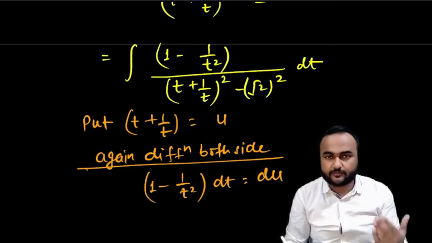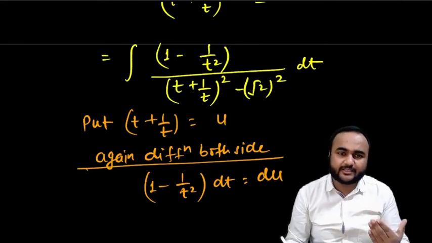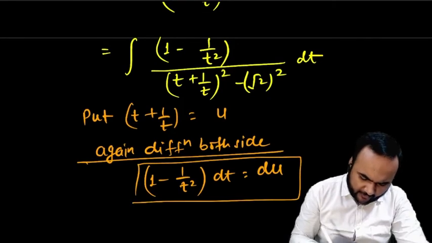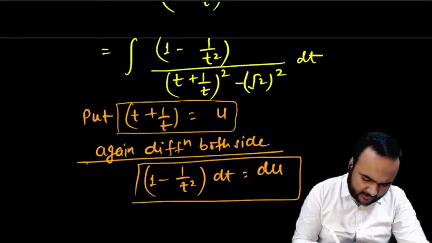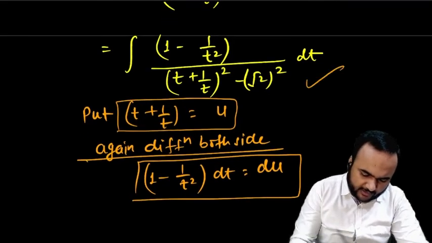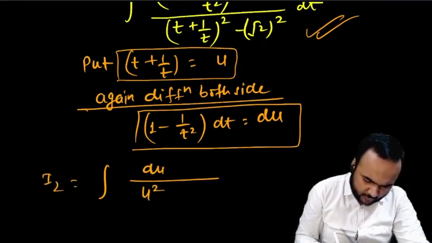Okay, because the derivative of t with respect to t will be 1, and the derivative of 1 by t with respect to t is minus 1 by t square. So in place of 1 minus 1 by t square into dt, you are going to write du, and in place of t plus 1 by t in the question, we are going to write u. So this whole integration will become: I2 is equal to integral of du over u square minus root 2 whole square.